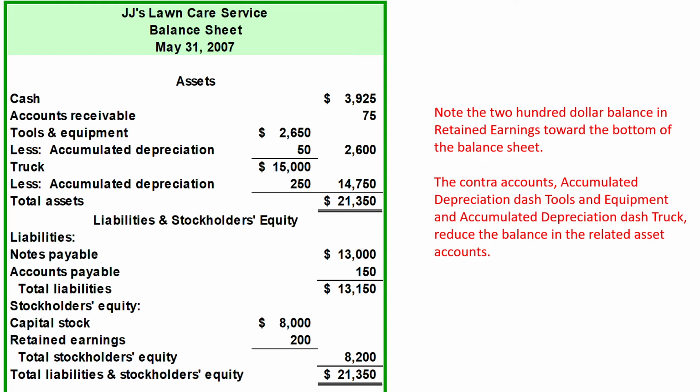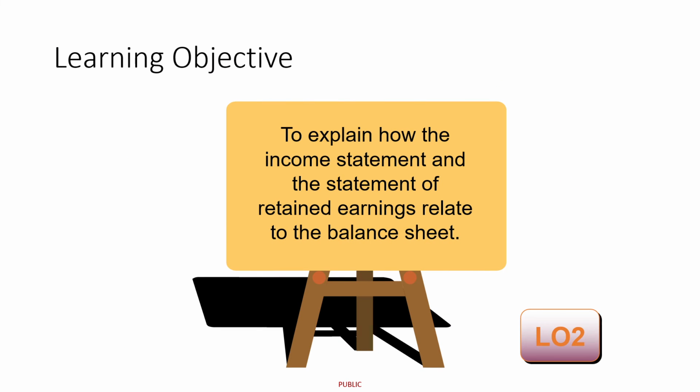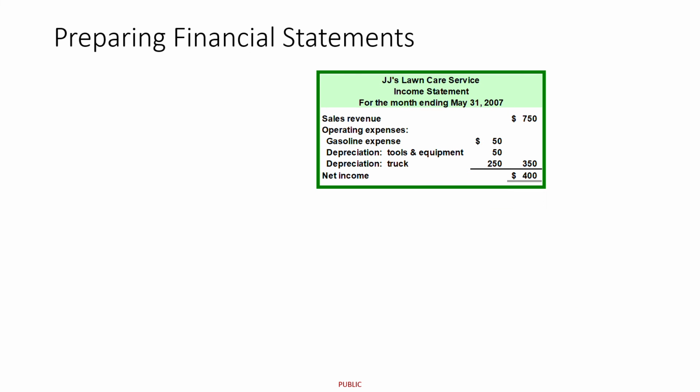The contra accounts, accumulated depreciation tools and equipment, and accumulated depreciation truck, reduce the balance in the related asset accounts. Okay. So now the second learning objective of this presentation is to explain how the income statement and the statement of retained earnings relate to the balance sheet.